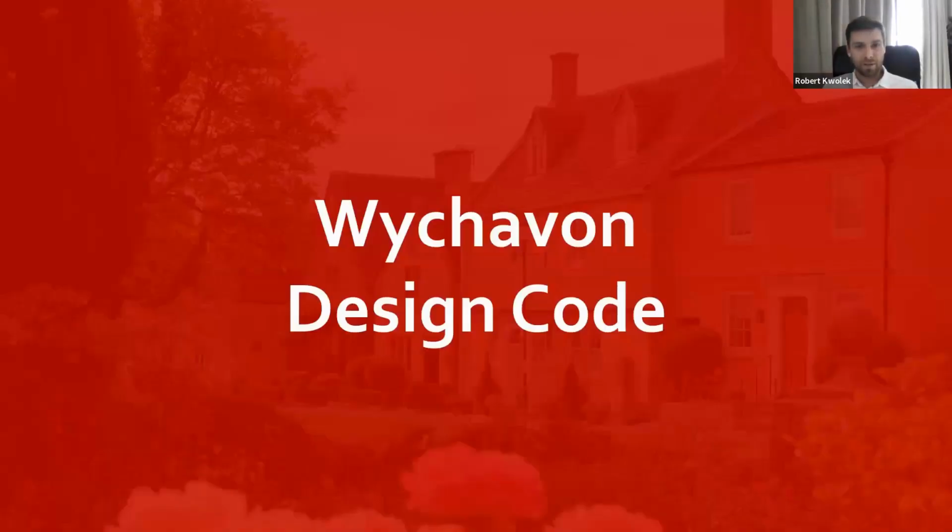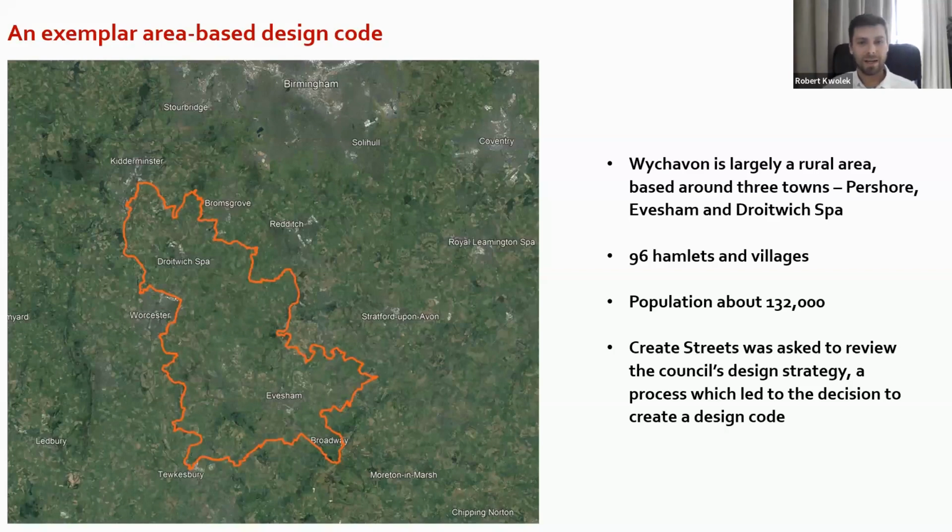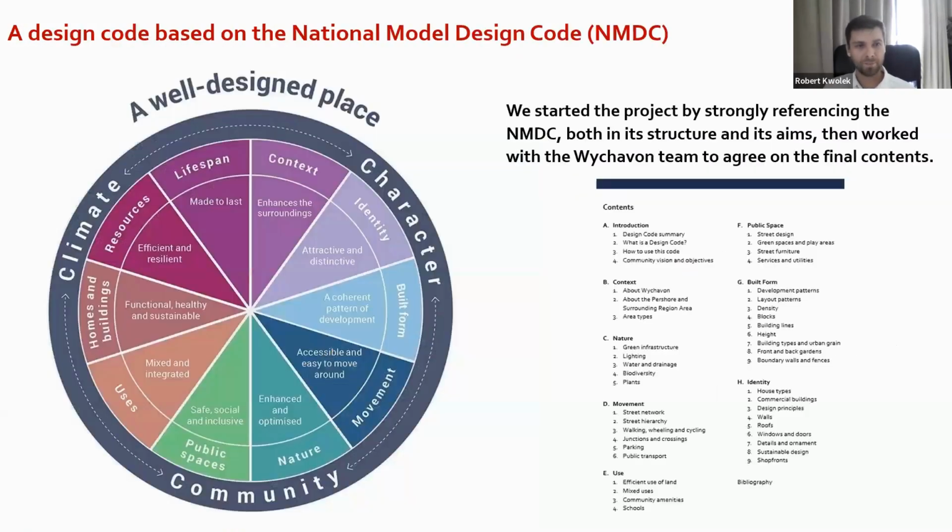So Wychavon, this is a project that we started working on last year. We were brought in by Wychavon because they asked us to review, firstly, their design strategy. And then we had a workshop with local officials, councillors, and that piece of work led to a design code. Even though it's largely rural, there are 3 towns as well, which some of you might know: Pershore, Evesham, and Droitwich Spa. Also 96 hamlets and villages and a population of about 132,000 people. So it's quite a diverse area, which we'll get into a bit later with area types.